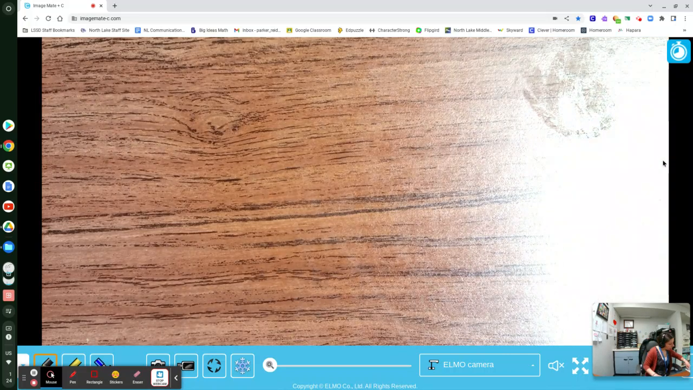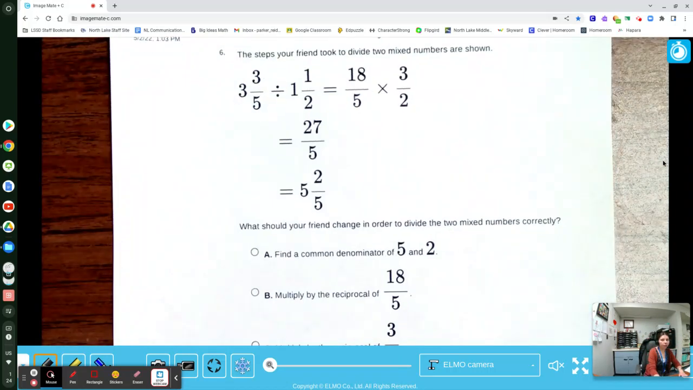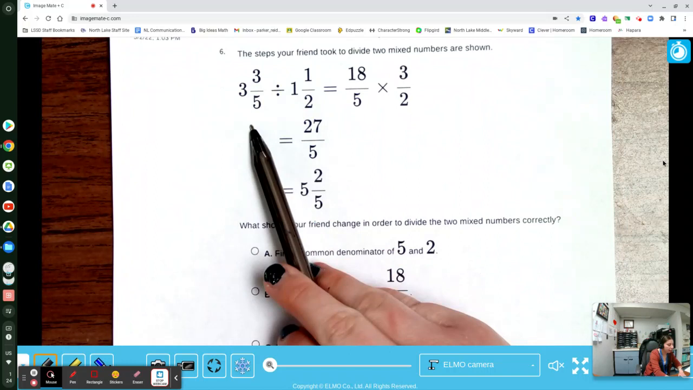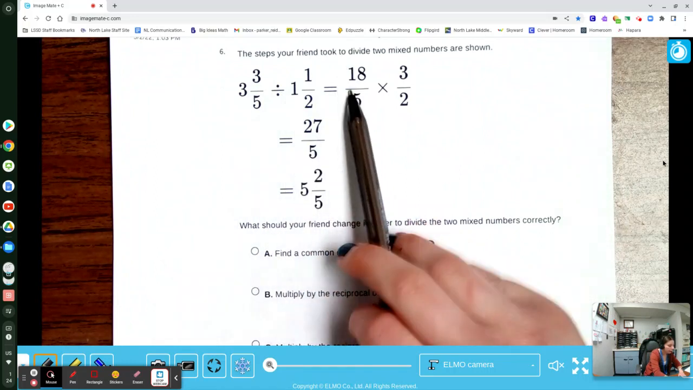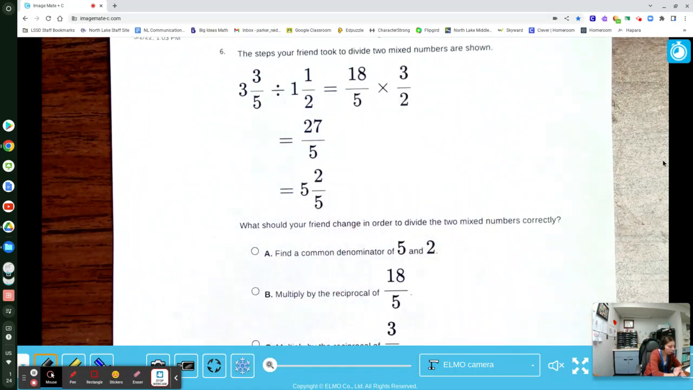Number 6. The steps your friend took to divide two mixed numbers are shown. So they had 3 3/5 divided by 1 1/2. Looks like first they changed them both into improper fractions.